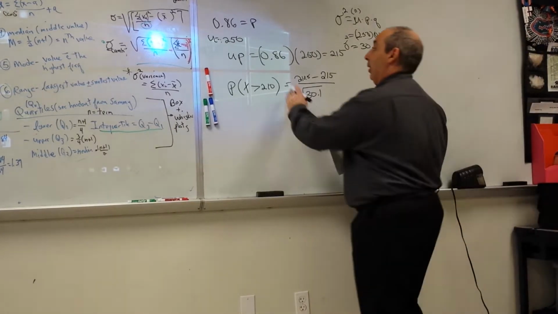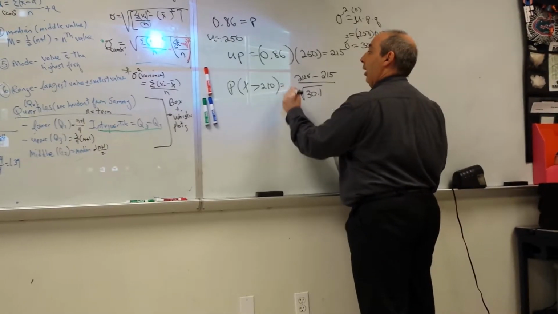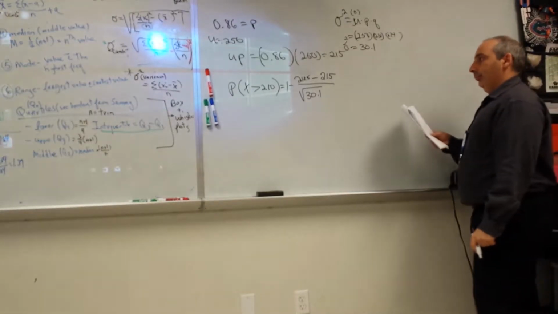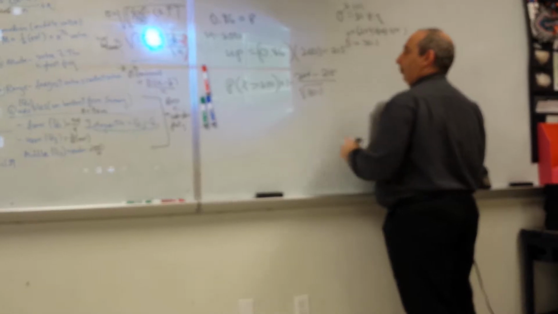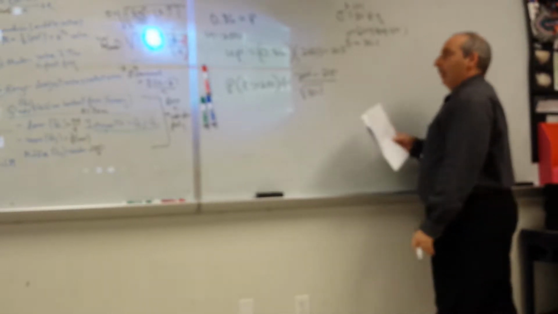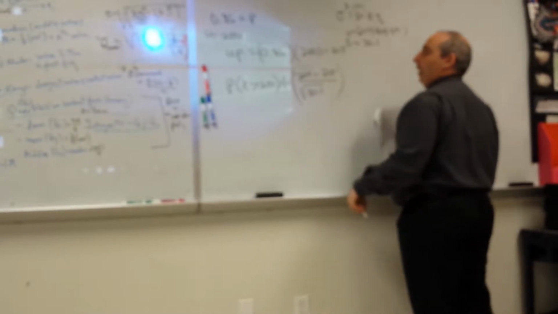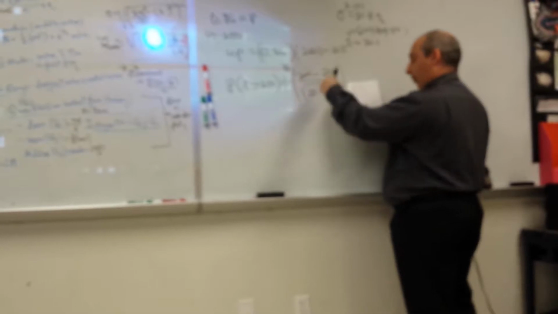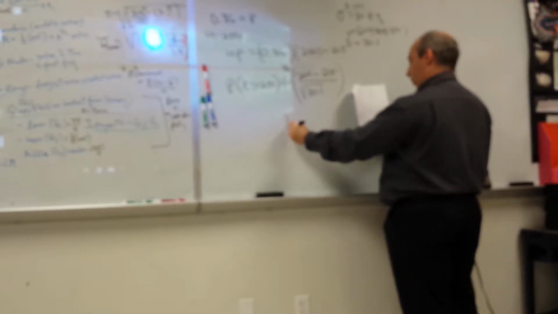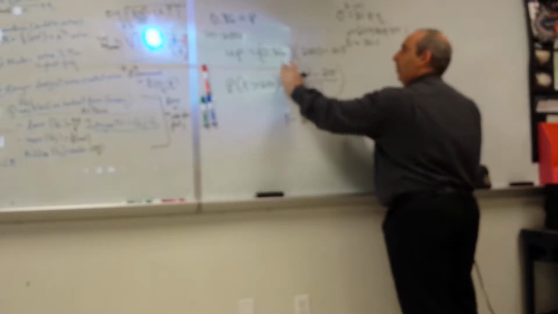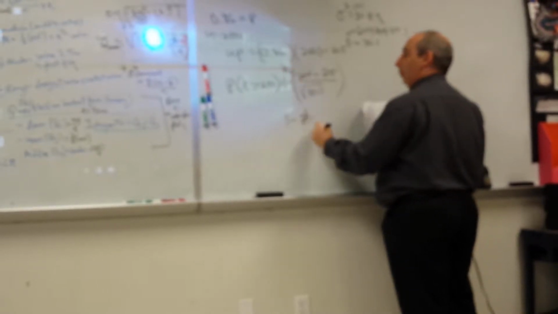Now I'm missing something, right? Because this is greater than, so it's 1 minus this stuff, because that's going to give us the less than. And remember, you get some value here, and then you look it up on the table. So you're going to get 1 minus Z. I'll put Z, that means just, hey, look it up on the table.